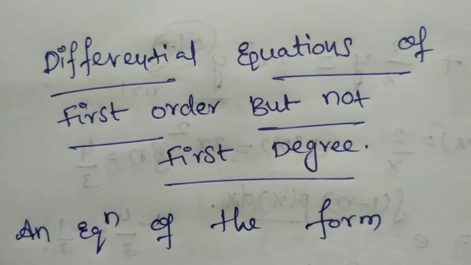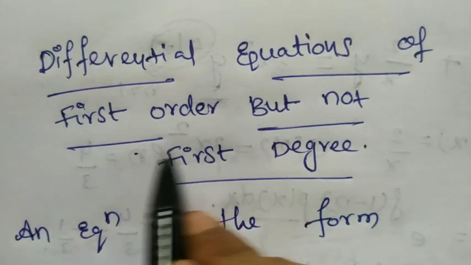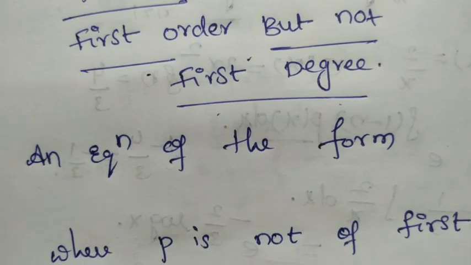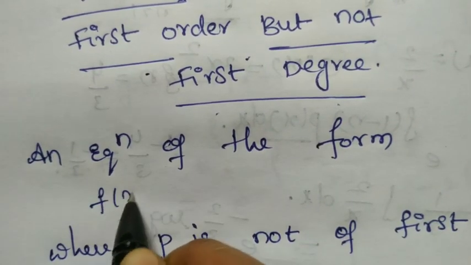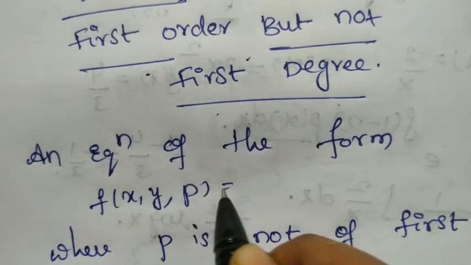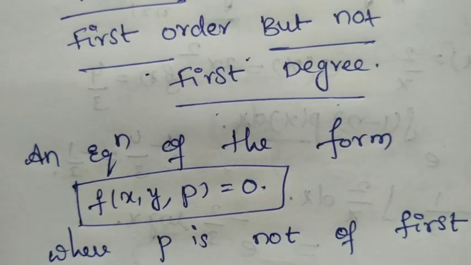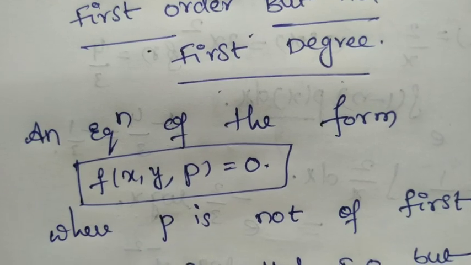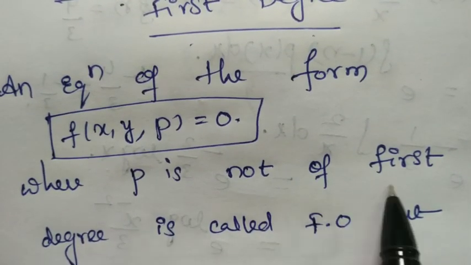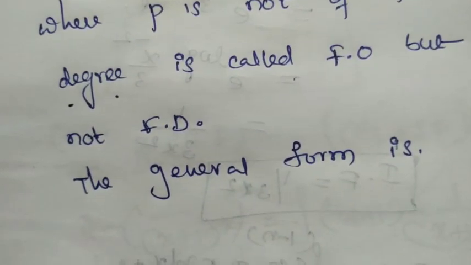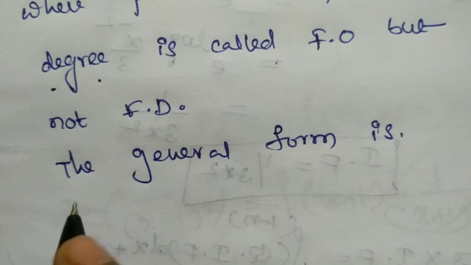Today I am explaining differential equations of first order but not first degree. An equation of the form f of x comma y comma p equal to 0 is called a first order and not first degree differential equation. Here p is not of first degree, so that is called first order but not first degree.